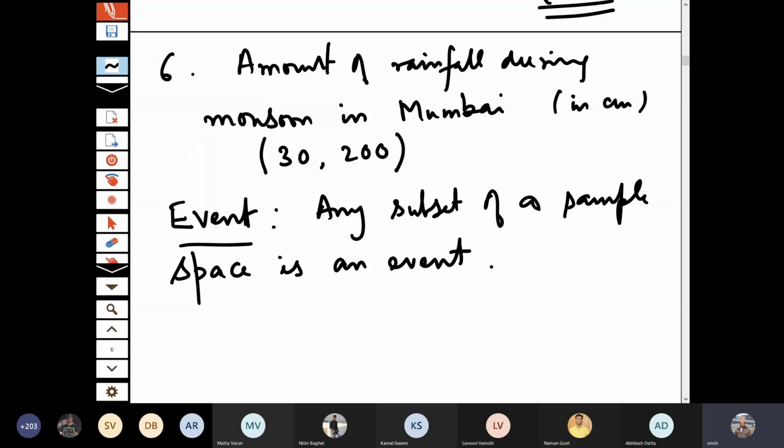As you know, if I am considering a finite number of outcomes, say n in number, then the total number of events, the total number of subsets of a set containing n elements, can be 2 to the power n.